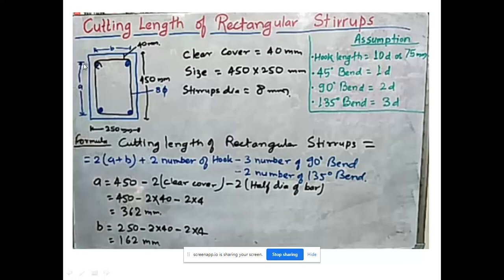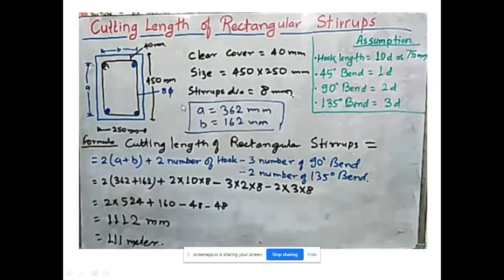As you can see, this is one entire arrangement. This length over here is A, this is B, and the space in between the outer covering and the stirrup is called the clear cover, which is 40 mm throughout. This is being done with a diameter of 8 mm. In this slide we have found out the values of A and B.